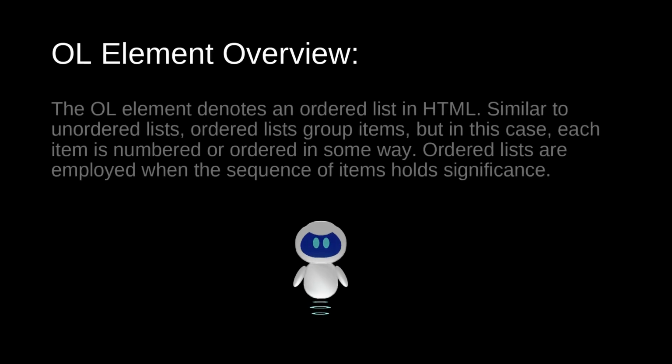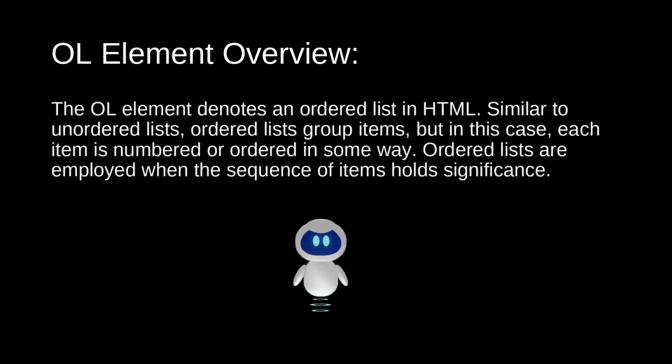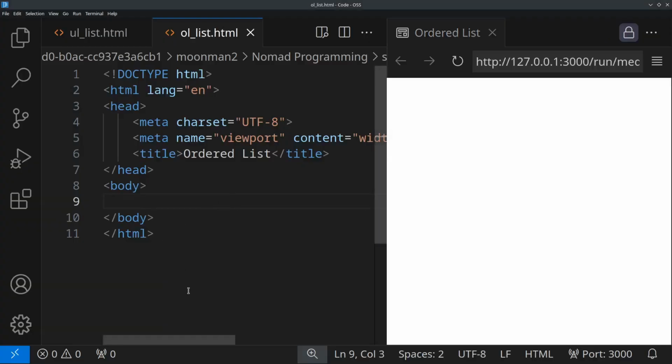Ordered list element. The ordered list element represents an ordered list in HTML. They are similar to unordered lists, but each item in an ordered list is numbered or otherwise ordered. They are used when the sequence of items matters. So here is how you create an ordered list.